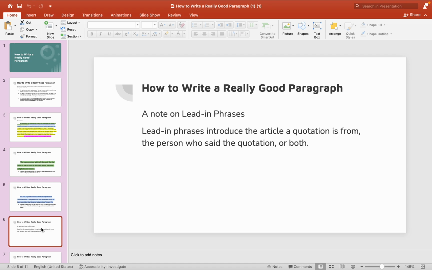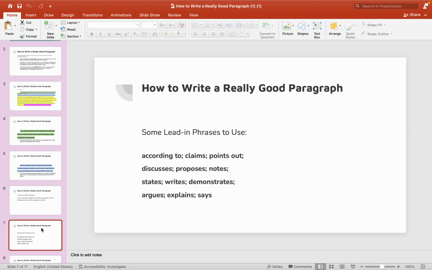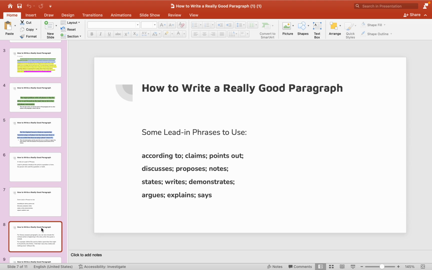A lead-in phrase introduces the article a quotation is from, the person who said the quotation, or both. So here are a couple of lead-in phrases. You could say, according to this article, or Jones claims, Wiesel points out, our author discusses, this person proposes, notes, states, writes, demonstrates, argues, explains, or says. You can use any of those as good lead-in phrases.